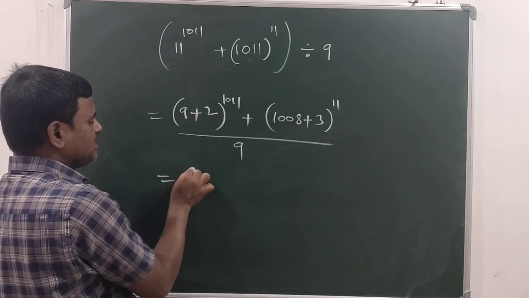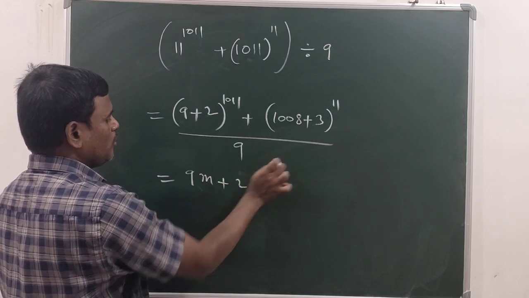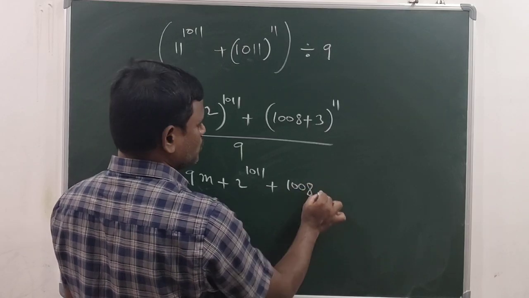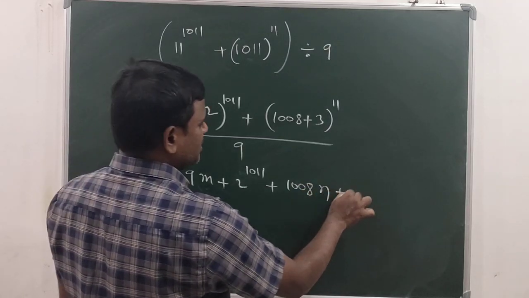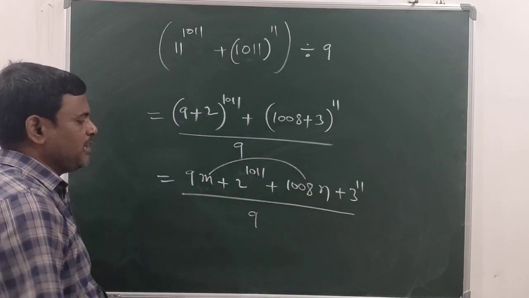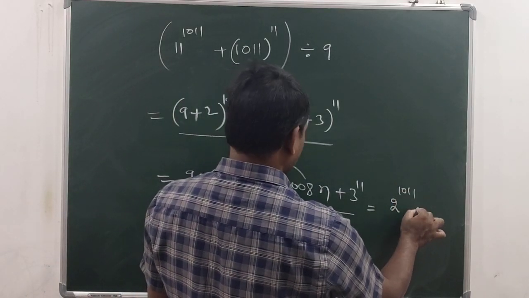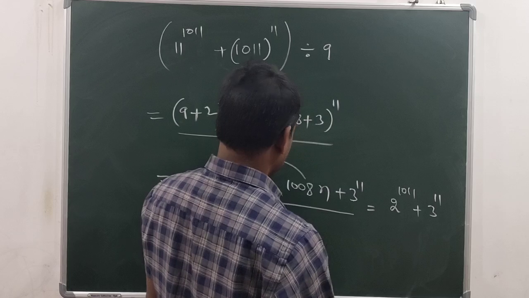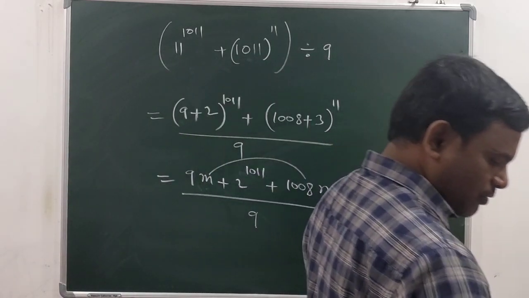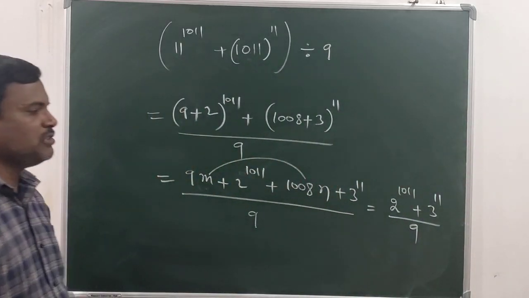So here this can be written as 9k or 9m. So here 2 power 1011, and 1008 into, here I used m, here I would like to take n, plus 3 power 11, whole by 9. So these two are exactly divisible by 9. Hence leave it. So you have to divide 2 power 1011 plus 3 power 11 by 9. Now find the remainder when it is divided by 9. I hope you have understood till here.